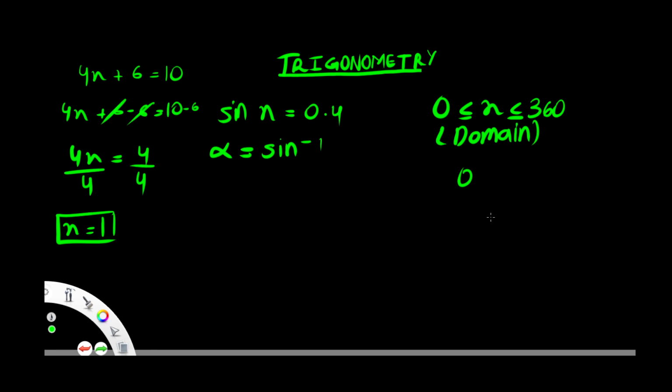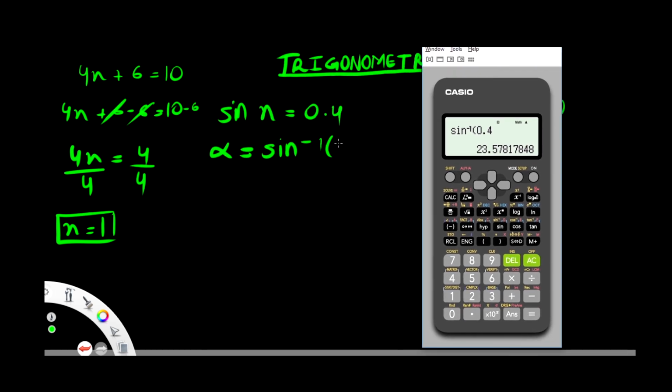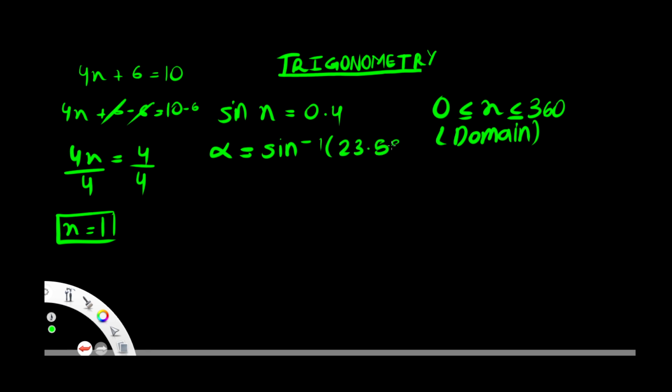So in order to calculate the angle, we take the inverse of sine. So we press shift and simply press the sine button. This will give us the inverse of 0.4, giving us 23.58 degrees, since we are dealing with degrees.